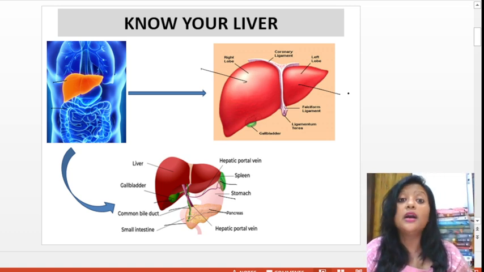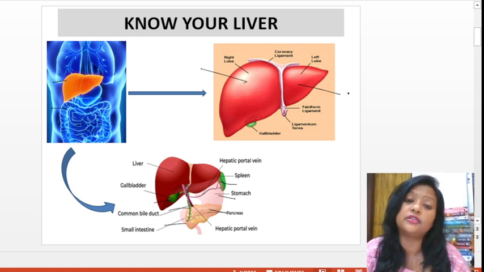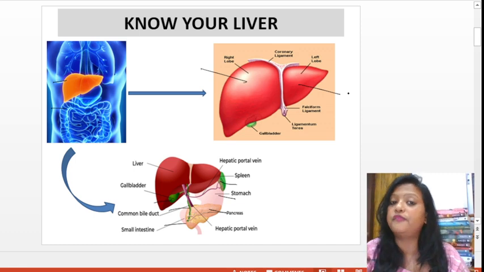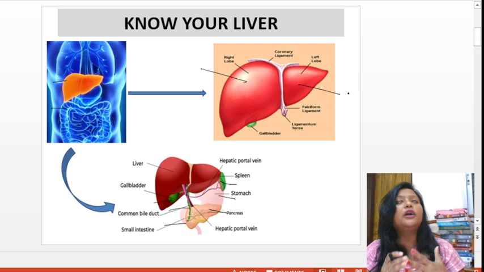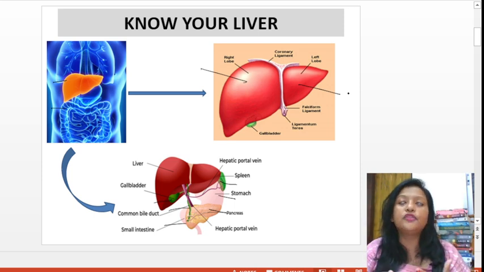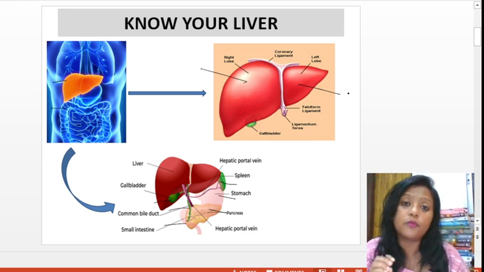Another important function is that liver also helps in the emulsification of fats, or you can say the breakdown of fats. If your liver is not healthy, then remember that your fat will not be broken down properly. The fats will not be utilized in the body properly in the form of energy. So again, I'm telling you, you should take care of your liver.